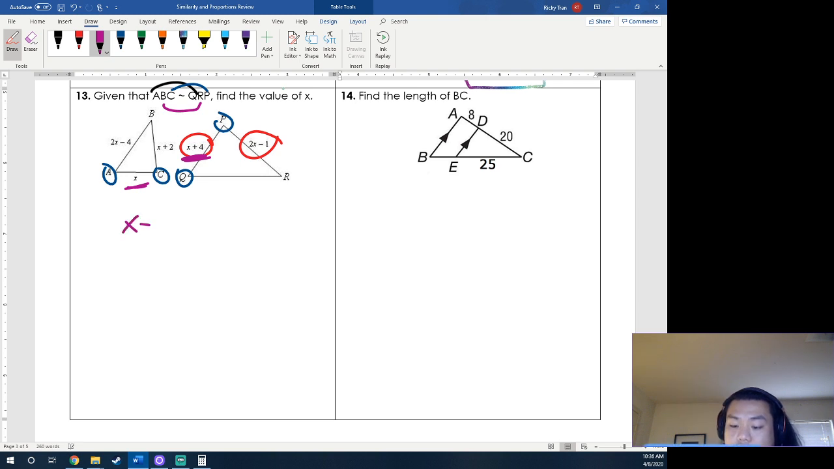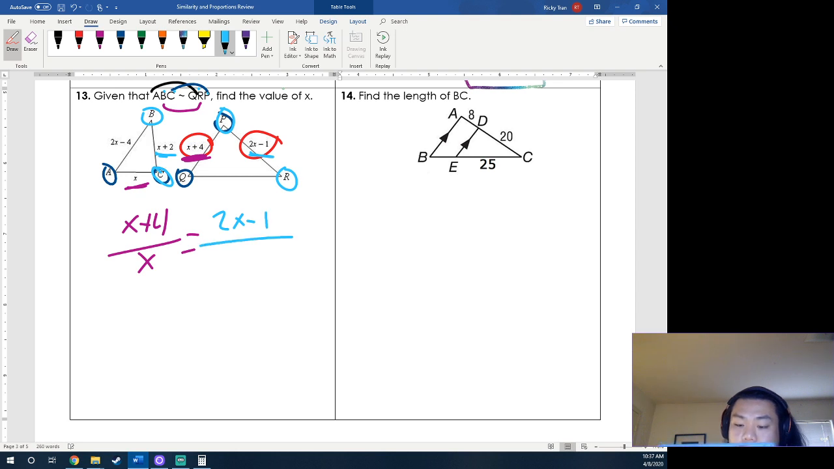X plus 4 over X is equal to, take a look. I need another color. Here it is. So we have PR. So PR is BC. So BC, which is these are matching. All right, so x plus 4, we're going to have 2x minus 1 over x plus 2. Okay?